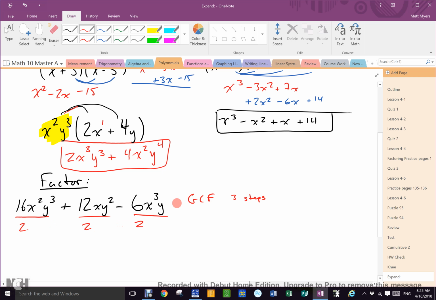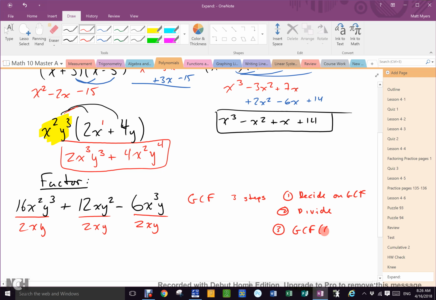Is there a letter that's common to all of them? X. How many x's? 1, because this guy only has 1 x. Any y's? Only 1 again, because this guy only has 1. So everything is being divided by 2xy. So that's step 1. I decided on my GCF. Step 2, I divide everything by the GCF. Did that. Step 3, I write it out.